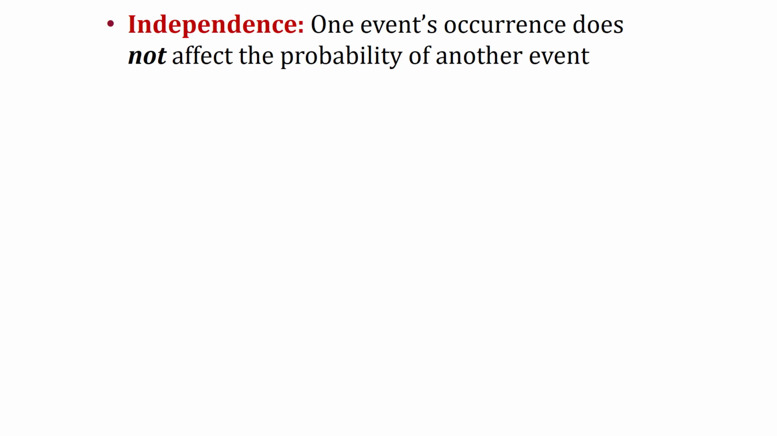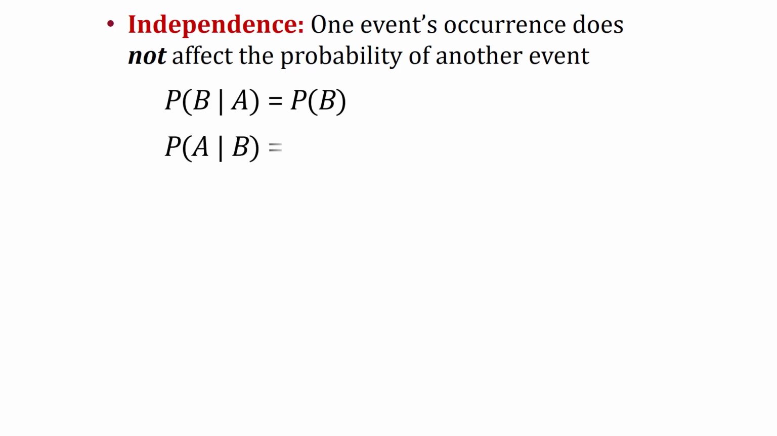What does this look like? Well, if A and B are events that are independent, then the conditional probability of B happening, given that A happens, should be the exact same as the unconditional probability of B happening. What this means is B has the same chance of happening whether A happens or not.